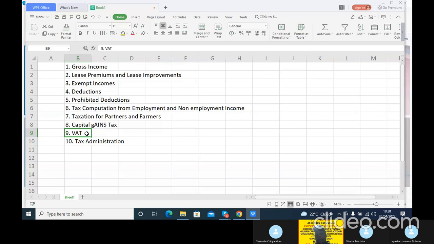If we can cover VAT and tax administration, or if we can cover VAT today, so that we know that we are almost done. So our discussion topic for this week is value-added tax. That's VAT. So what is VAT, if you say definition? You may want to know the definition of VAT.